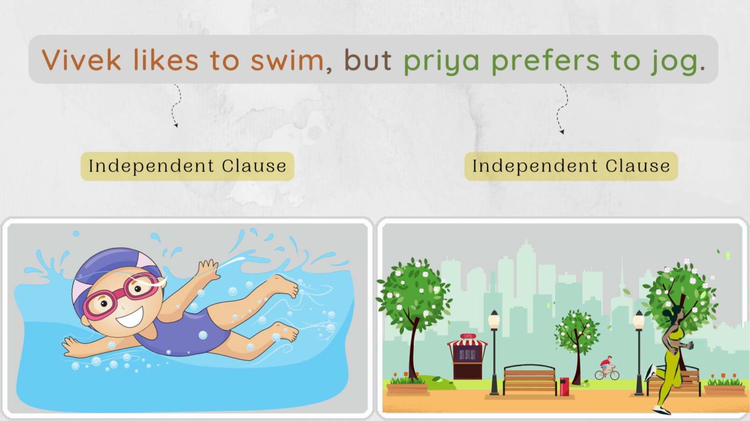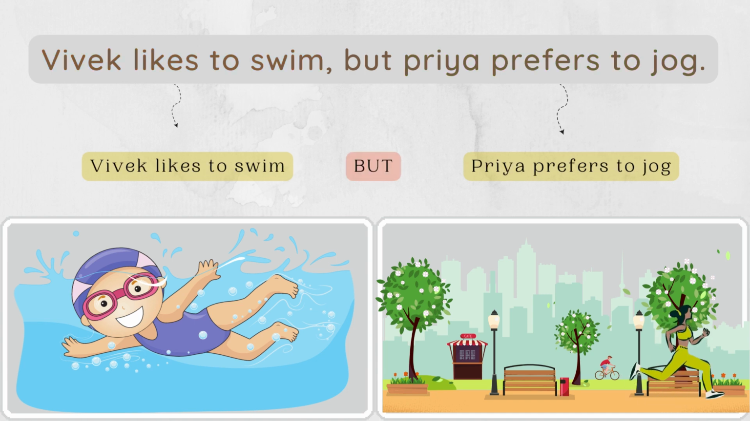This clause expresses a complete idea that Vivek enjoys swimming. In Priya prefers to jog, the subject is Priya and the verb is prefers. This clause expresses the complete idea that Priya likes jogging more than swimming. These two independent clauses are connected by the coordinating conjunction but, which shows a contrast between the two ideas.